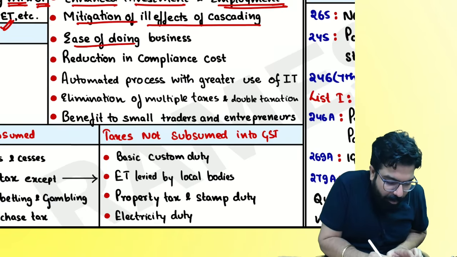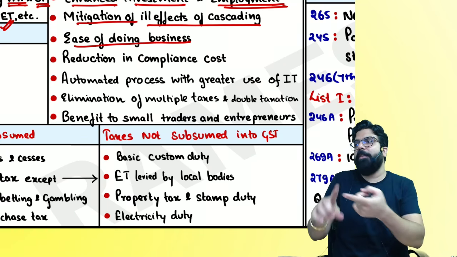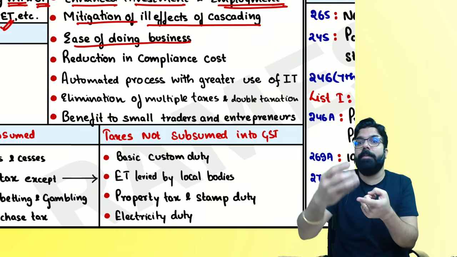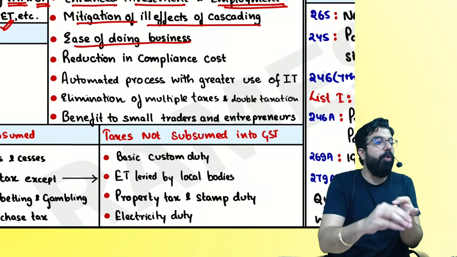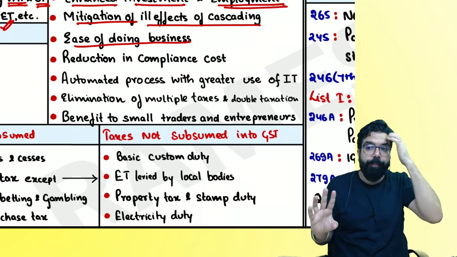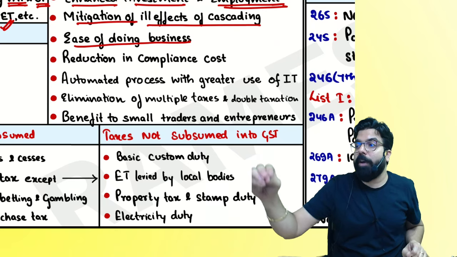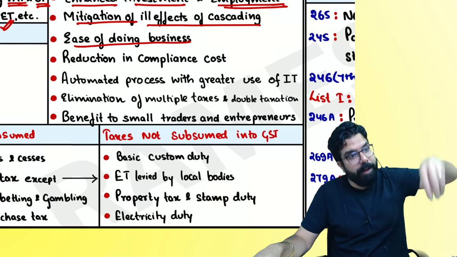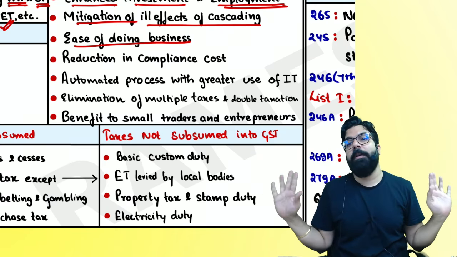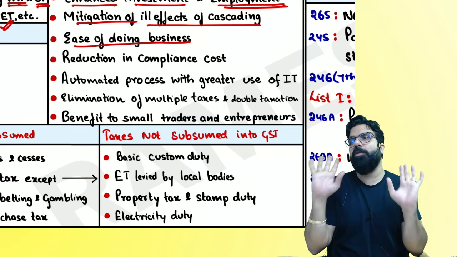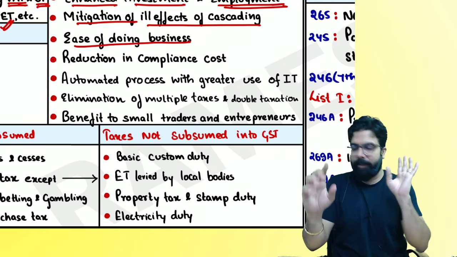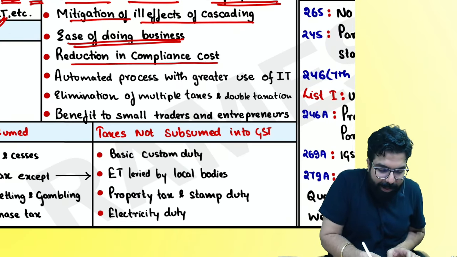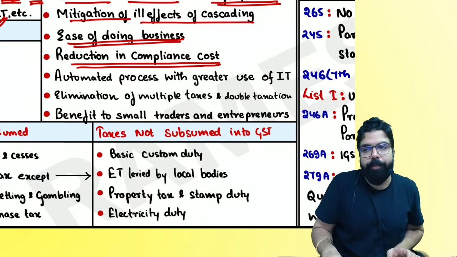Next, ease of doing business. Earlier, if a person is registered under excise and VAT, for example a manufacturer, he has to do compliances under excise also. He has to do all compliances under VAT also. Are we clear? Whatever books of accounts are to be maintained under VAT, he has to do it. Whatever books of account the excise act told, he has to do it. Now, simple. Under GST only, he has to maintain the books of account and compliances under GST. So ease of doing business has happened, and because of that, compliance cost will also come down.